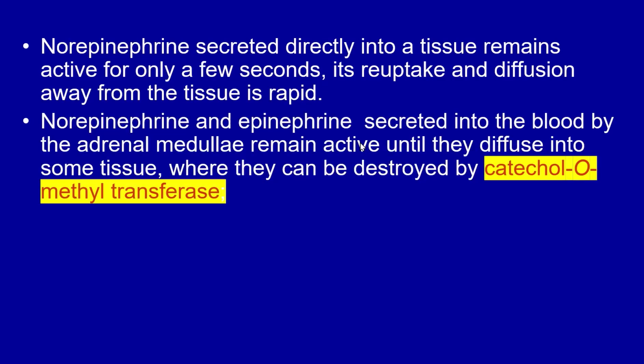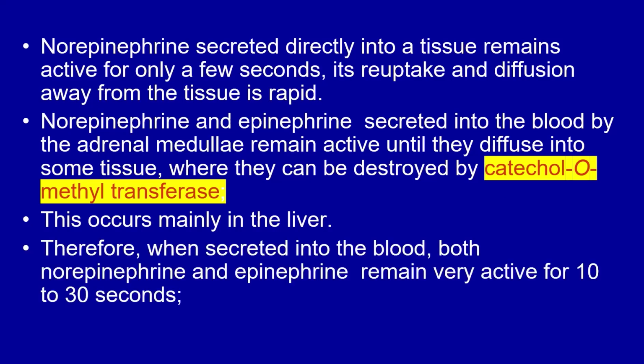Norepinephrine and epinephrine secreted into the body by the adrenal medulla remain active until they diffuse into some tissue where they can be destroyed. Remember, the epinephrine is released by the adrenal medulla and it is not released by the nerve terminal. From the adrenal medulla, this epinephrine is added to the blood and it remains active until it is diffused into the tissue. And when it is diffused into tissue, after performing its activity, then it is destroyed. This occurs mainly in the liver.